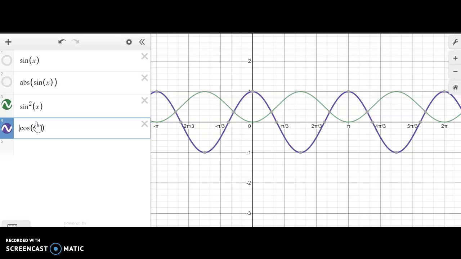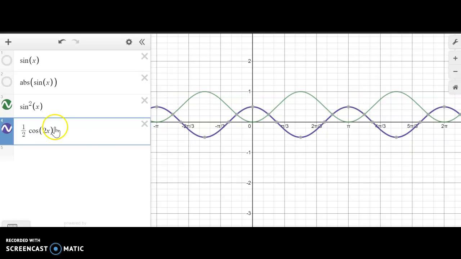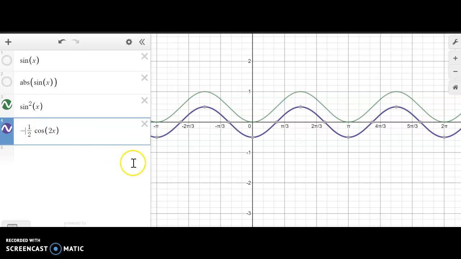So notice the amplitude of the, I said green a moment ago and I meant to say purple. The amplitude of the purple graph is twice the green graph. So if I do 1 over 2 times that thing, then they have the same amplitude. And if I put a negative out front like that, you can see that I now only need to shift this up and down, right?